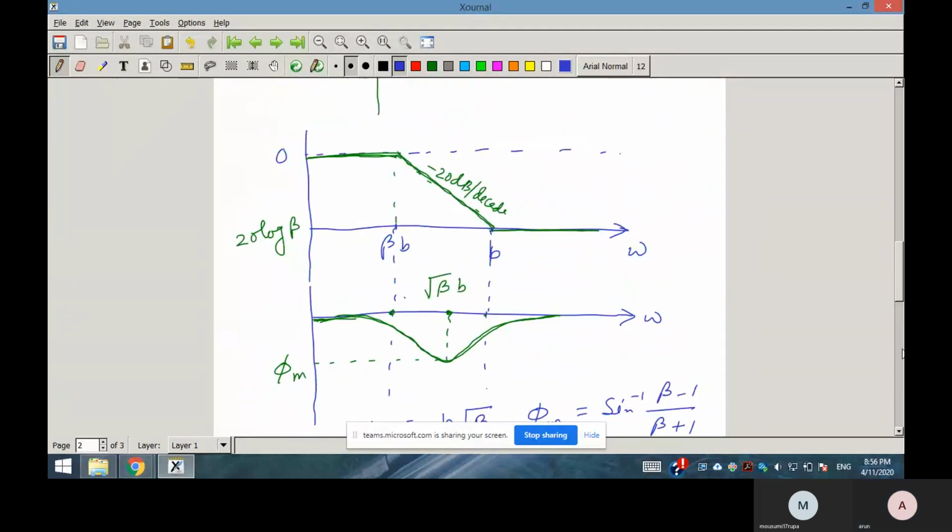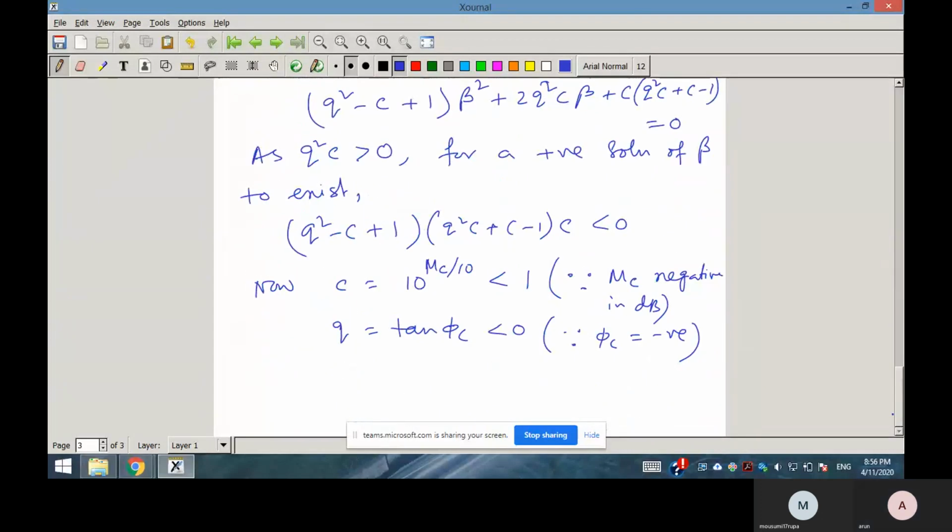Then what will happen? Q square minus C plus 1. So 1 minus C will now be greater than 0. Q square is greater than 0. So Q square minus C plus 1 will be greater than 0.